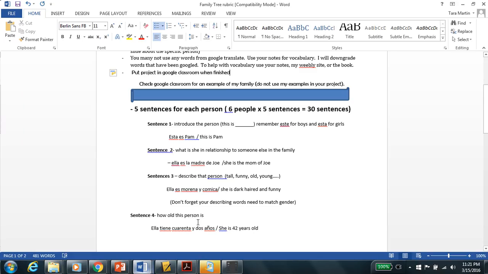Your sentence 4 is how old this person is going to be. We're used to saying "yo tengo" when we talk about our own age, but when you talk about somebody else's age, you would say "ella tiene" or "él tiene," and then you give the age. Don't forget to put your "años."